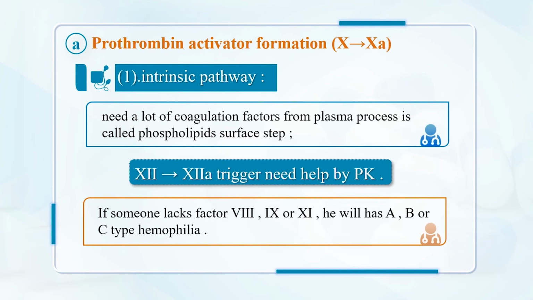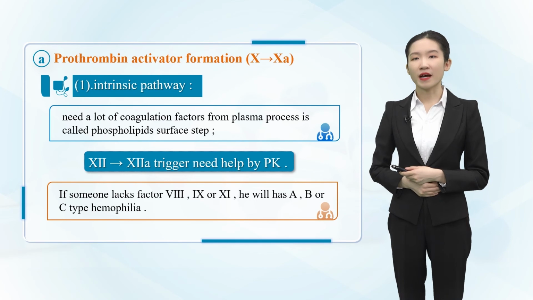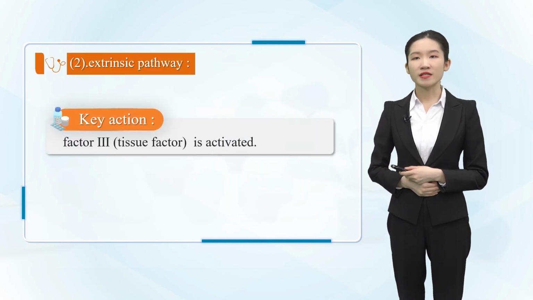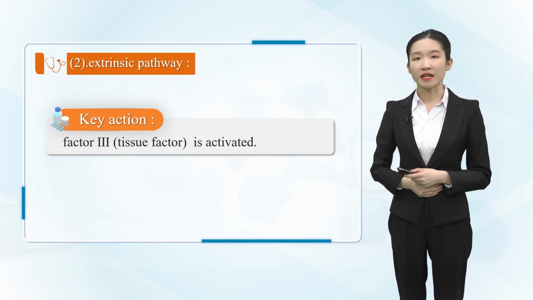First step, prothrombin activator formation from coagulation factor 10 to activated factor 10. Intrinsic pathway needs a lot of coagulation factors from plasma. The process is called phospholipid surface step. Coagulation factor 12 to activated coagulation factor 12 needs help by PK. If someone lacks factor 8, 9, or 11, he will have A, B or C type hemophilia. Extrinsic pathway. The key action is factor 3, tissue factor, is activated.